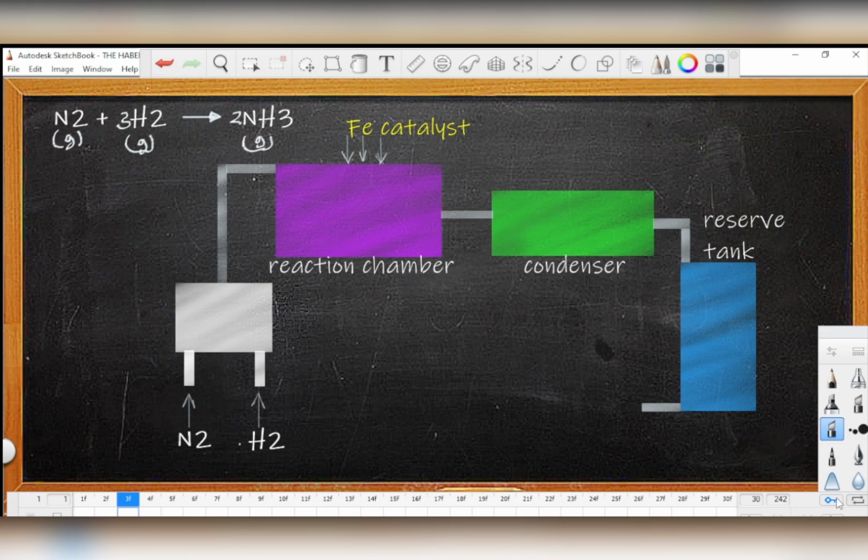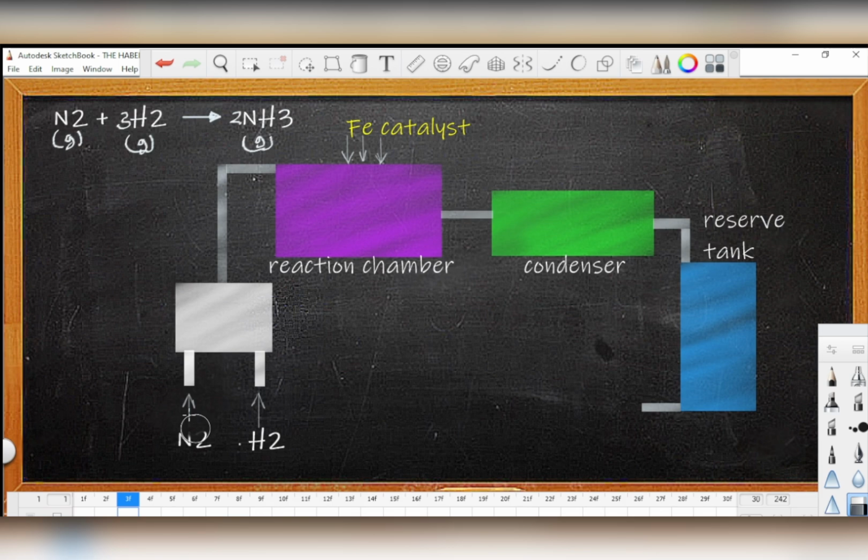First of all, nitrogen is sucked into a chamber. Hydrogen is sucked in also from these 2 points. From there, both gases mix and are sent to a reaction chamber, where certain conditions force them to react, and the ammonia made is condensed and stored in a tank, ready for distribution for use to industries and individuals that need ammonia.